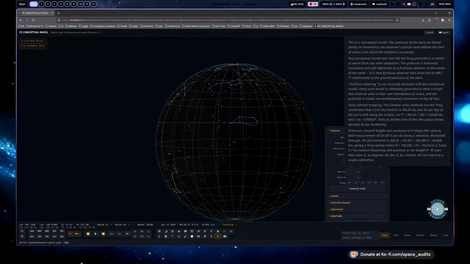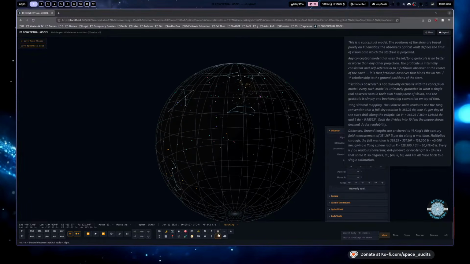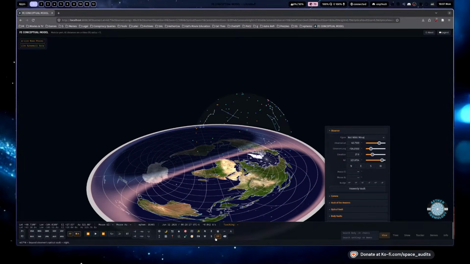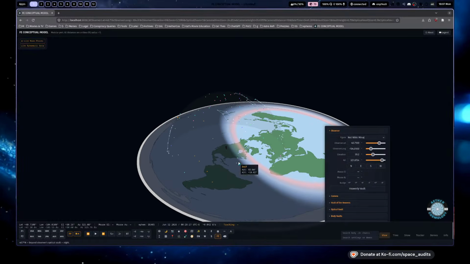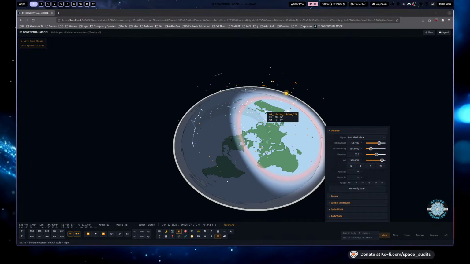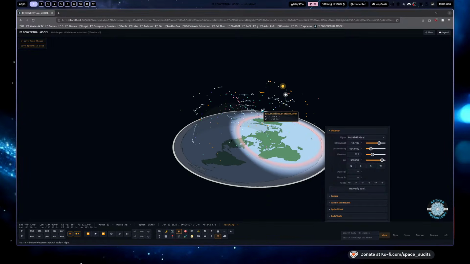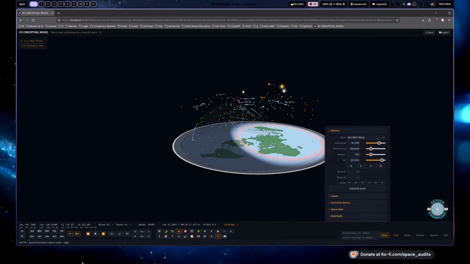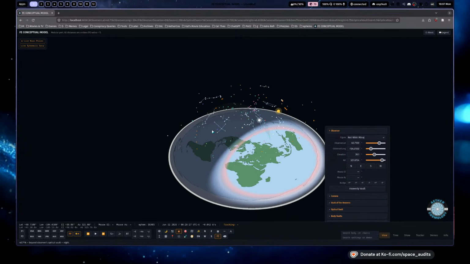Okay. The fictitious observer is not mutually exclusive with the conceptual model. Every such model is ultimately grounded in what a single real observer sees in their own hemisphere of vision. The graticule is simply a bookkeeping convention on top of that. So what I mean by that is when we're looking at different projections here, so when we see this God's eye view here, and we look at where the so-called true positions of the bodies are, that's referencing where they once were at a 90 degree and then adding sidereal time to them.